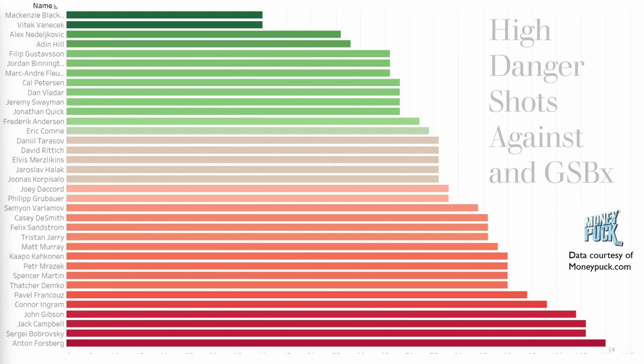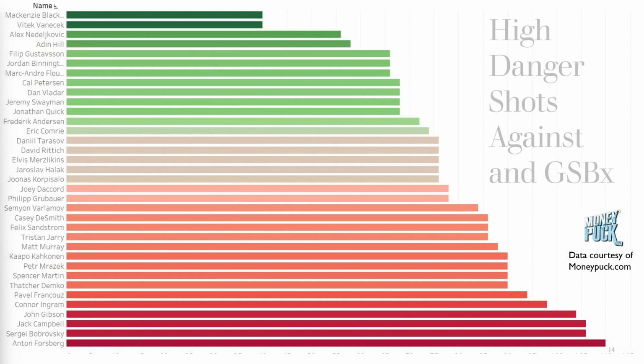But it is worth mentioning that this doesn't show the goalies' goals saved above expected. It's just sorting by team high danger chances against, which means, for example, a guy like John Gibson at minus 6.85 goals saved above expected is a much worse option than a guy like Bobrovsky, who's only at minus 0.30. And so I didn't want to filter in that part of the data as well and make this even more convoluted and harder to understand. But this is worth mentioning because not all of these guys at the bottom are created equal.